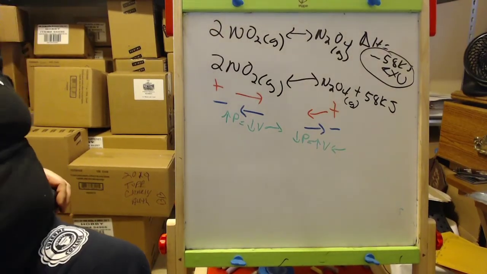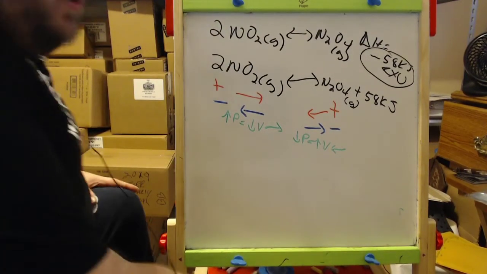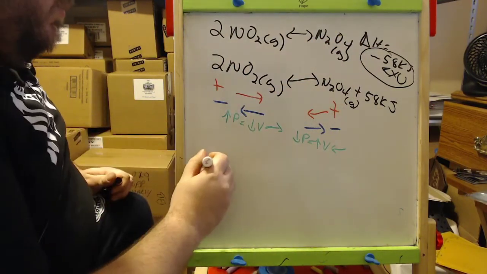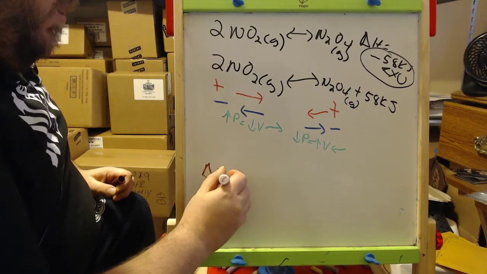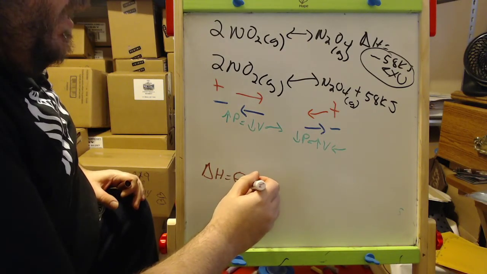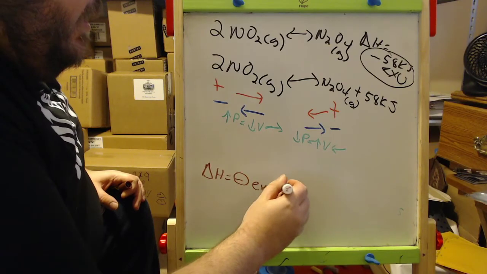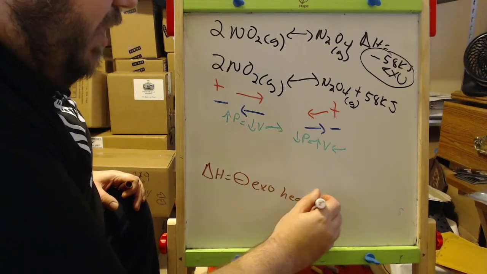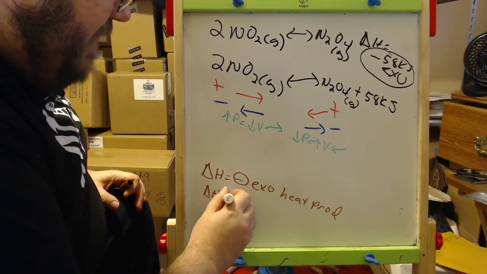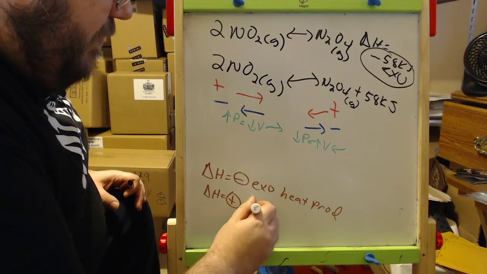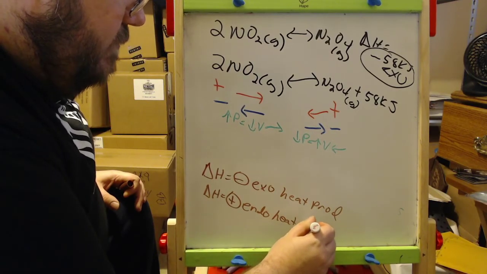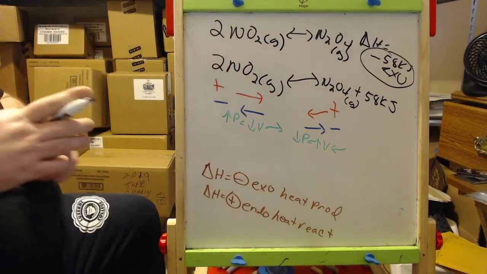Now, temperature is the same as concentration as long as you understand what the delta H values mean. Again, if delta H is negative, then I am exothermic. Heat is a product. If delta H is equal to a positive value, I'm endothermic, and heat is a reactant.